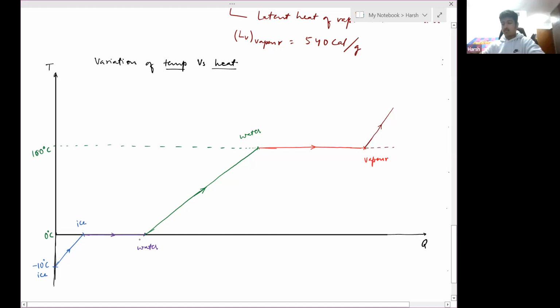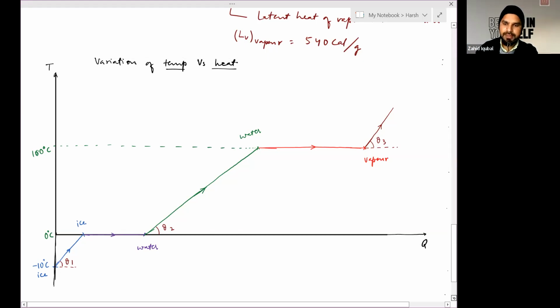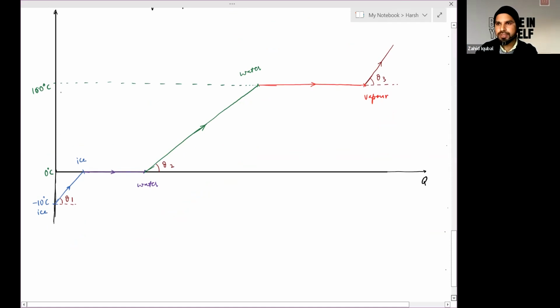So we have three different straight lines in this entire graph. We may define their inclination. Let's say this is theta 1, this is theta 2, and this is theta 3. So the first question will be how these thetas are related with one another. To define this, let me explain this graph. In this graph, we have y-axis as temperature and x-axis as heat. And for all three straight lines, this is defining nothing but specific heat.